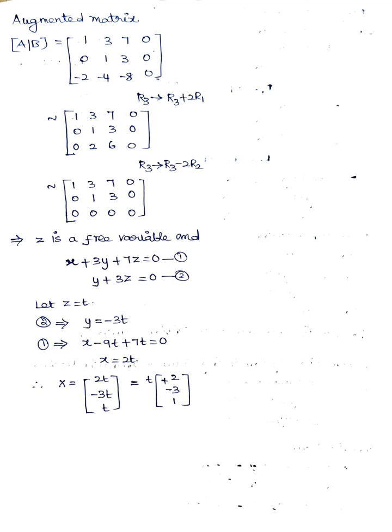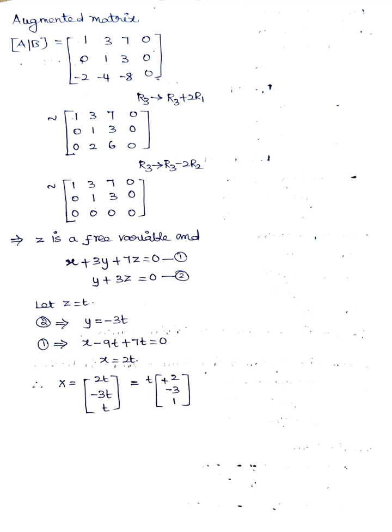Now x is a free variable. Now we have two equations: x plus 3y plus 7z is equal to 0, and the second row, y plus 3z is equal to 0. Now let us assume that the z variable is equal to t. So z equal to t means the y value will be minus 3t, and substituting y equal to minus 3t in equation 1, we get the x value as 2t.